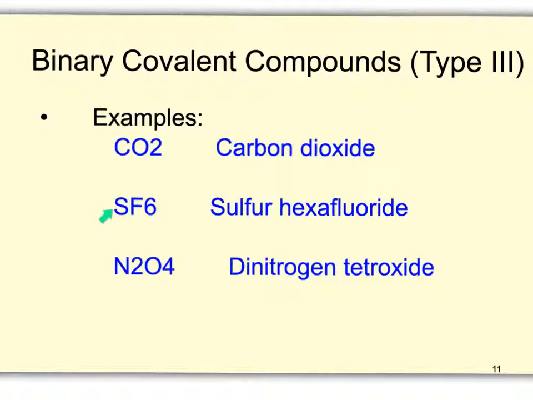Again, we have one sulfur. We will not use the prefix for mono, so it's just sulfur. The prefix for 6 is hexa, so we would call this sulfur hexafluoride. Now, any prefix other than one is used on the first element, so this would be dinitrogen tetraoxide.